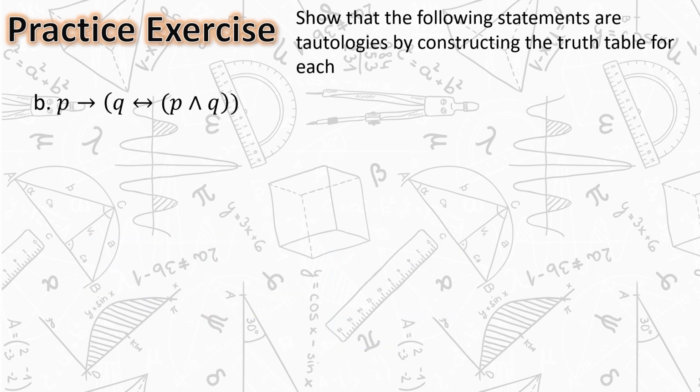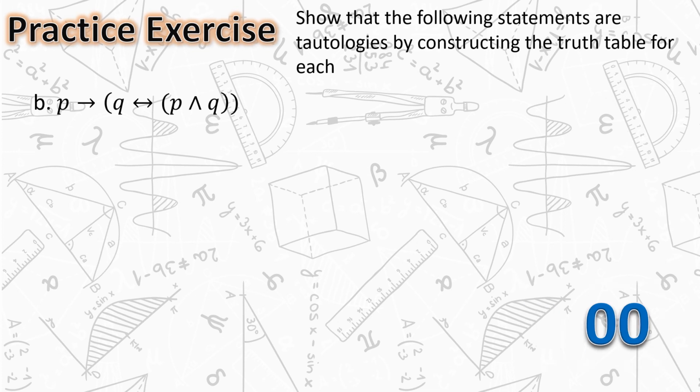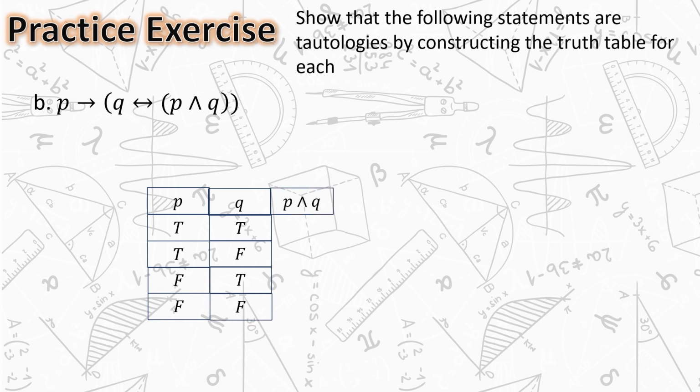Let us have letter B. 15 seconds. Go. Time is up. Let us check. So we have P and Q, 4 rows for the combinations of the truth values. Next column, let us have P and Q. So P and Q is true when both P and Q have truth value true, and that is in the first row only.